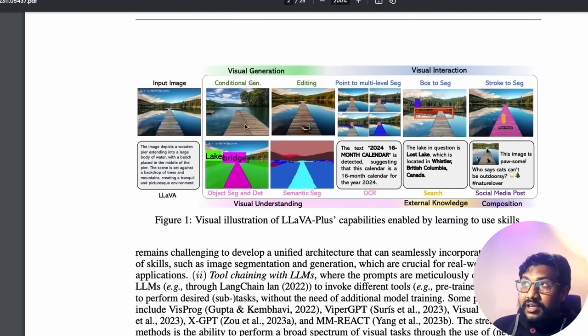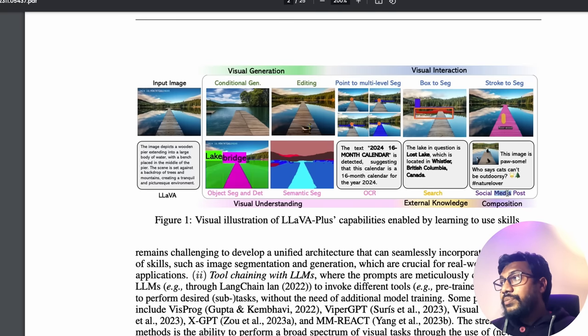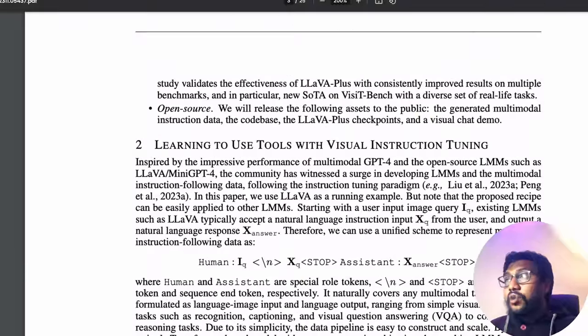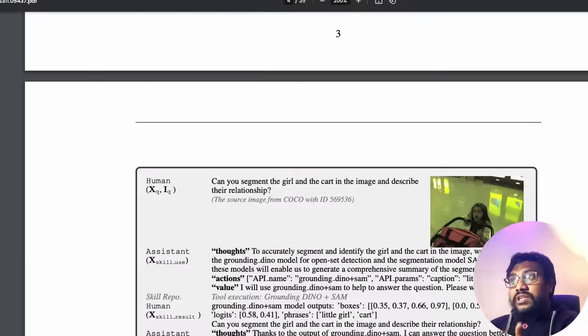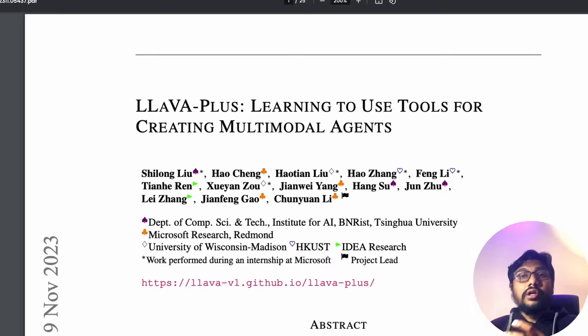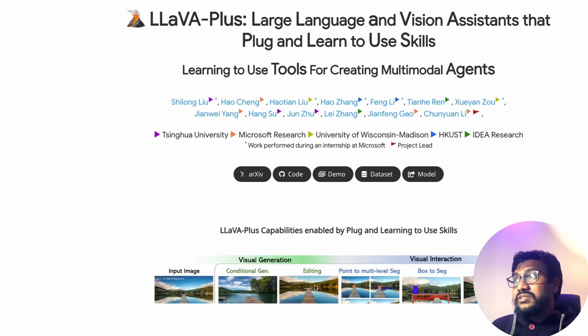You can literally take this and ask it to generate a new image. And because it can understand image segmentation, it can put a catch on the particular place and then create social media posts for you. That is basically composition. So it can do all these things, and that's what this paper is about. This paper is about a new system called Llava Plus that can give those multimodal tools to the existing Llava solution.